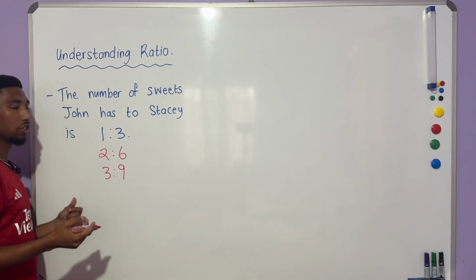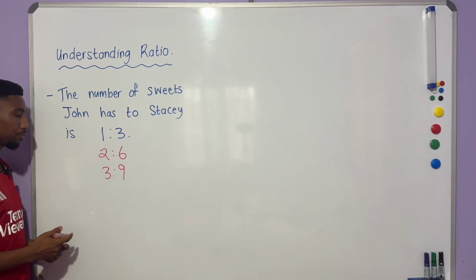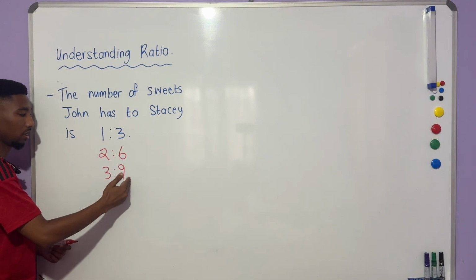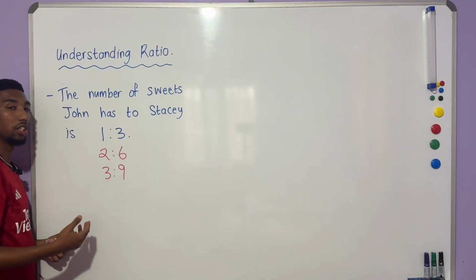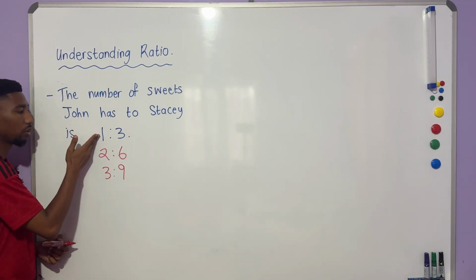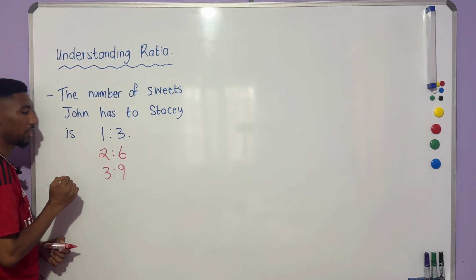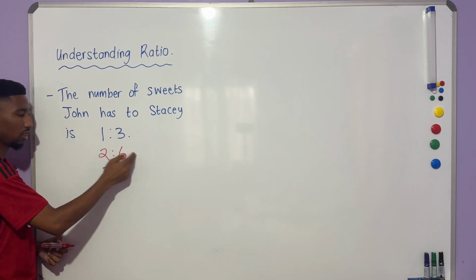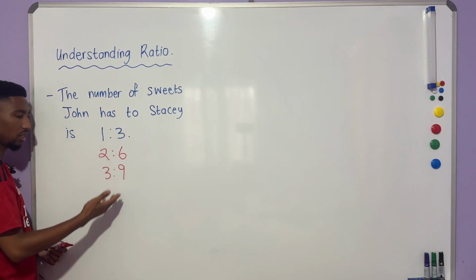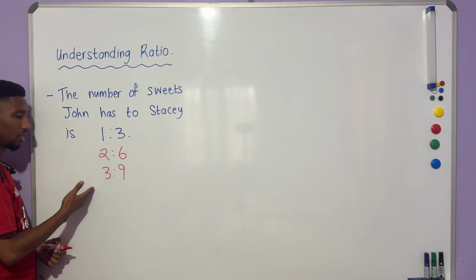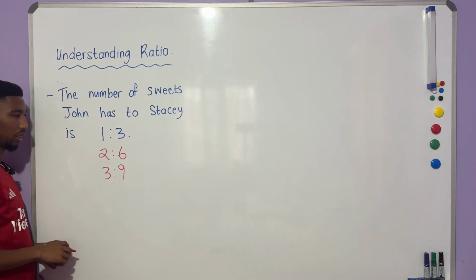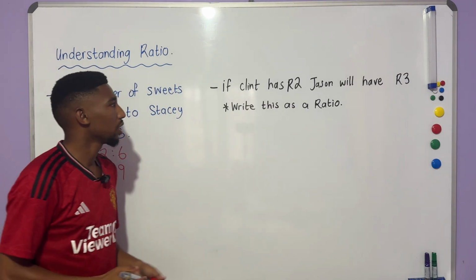So it does change depending on the scenario. But this is how we understand the ratios. For every one sweet John has, Stacy will have 3. If John has 2 sweets, Stacy will then have 6. And you can see as John's increases, Stacy's increases as well. Let's look at another example.